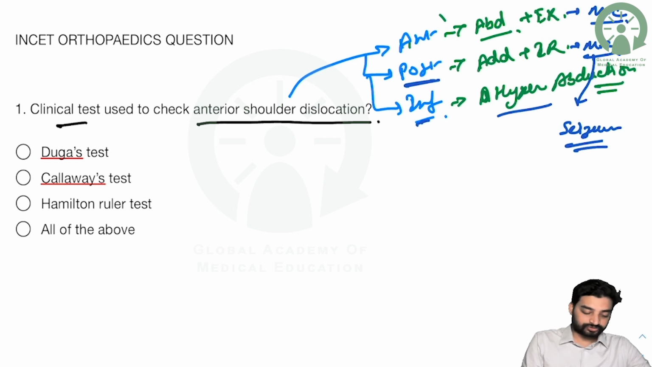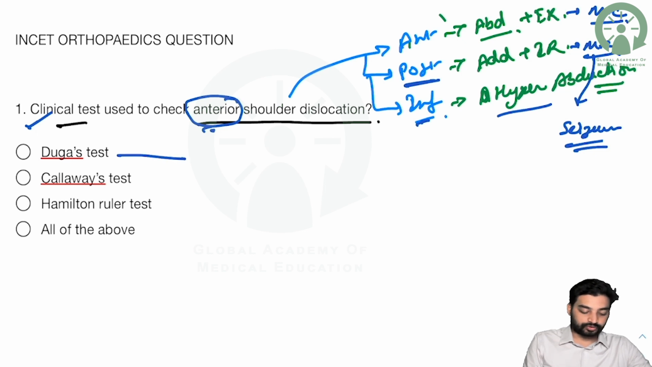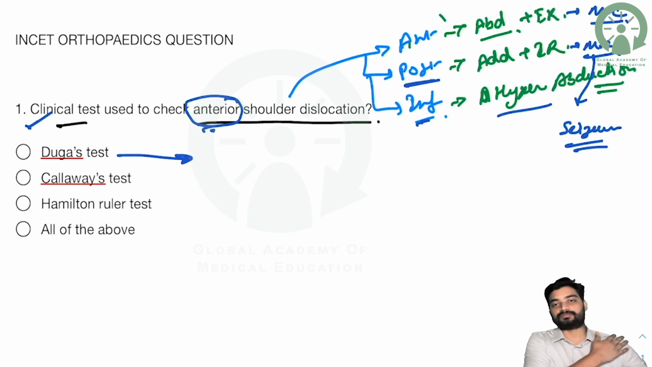All right, so the question is strictly regarding anterior shoulder dislocation, and lastly regarding the clinical test. So we'll check one by one. What do you mean by Dugas test? The Dugas test is basically the inability to touch the opposite shoulder. So this is called Dugas test.